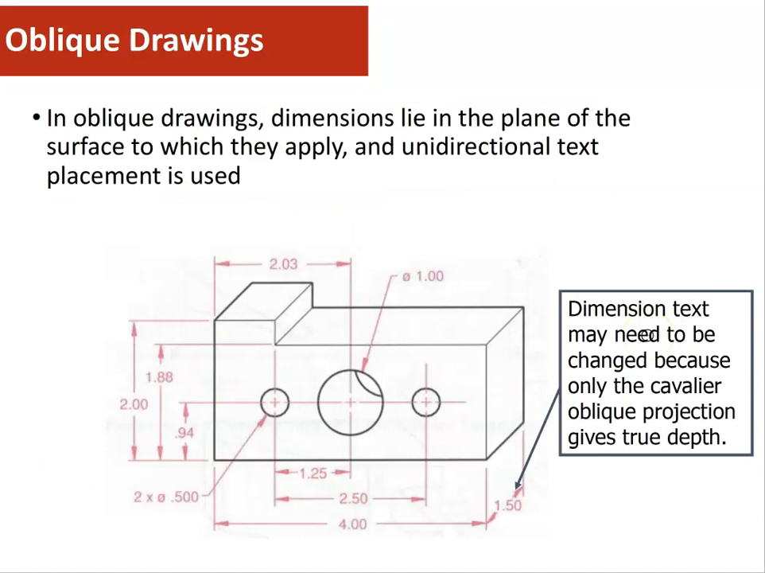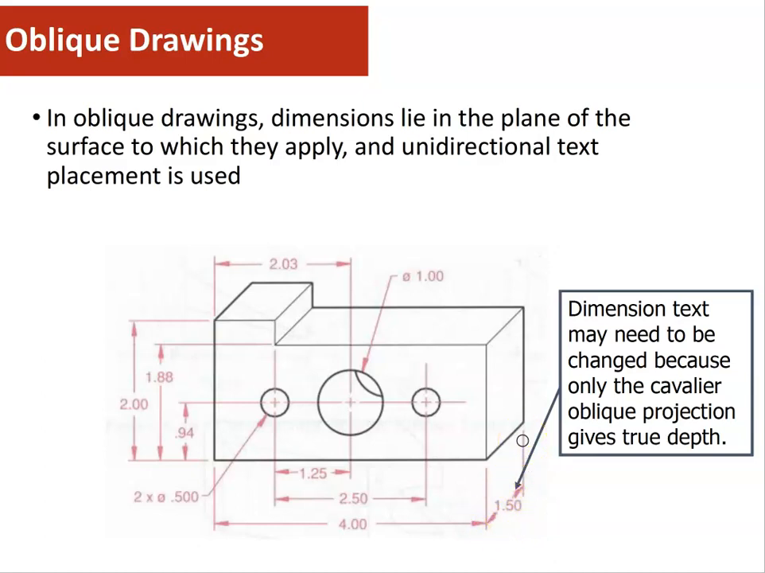So in oblique drawings, dimensions lie in the plane of the surface to which they apply and unidirectional text placement is used. So this is easy for us because the text is unidirectional. They are all in the same direction as if we are reading this text. Everything is horizontal, but the dimensions follow the plane. So this plane is slanted, right? It has some angle from the horizontal. So this dimension also has some angle.